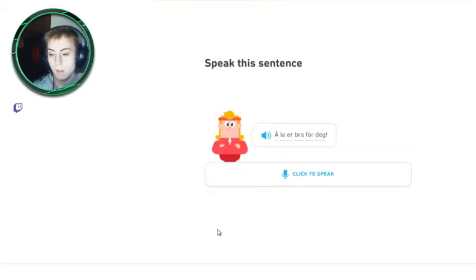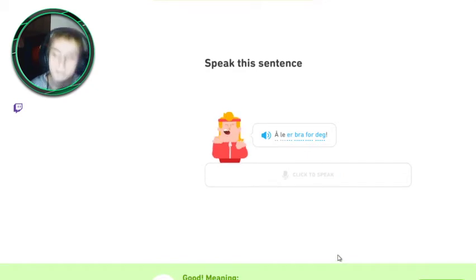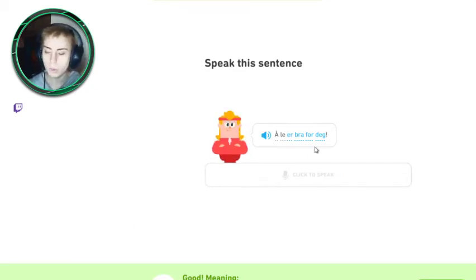Å le er bra for deg. To laugh is good for you. Okay. So this is the gerunds we were talking about before this lesson. Å le directly translates to laugh, but it can also translate to laughing. So that is an example of the infinitive also being a gerund.